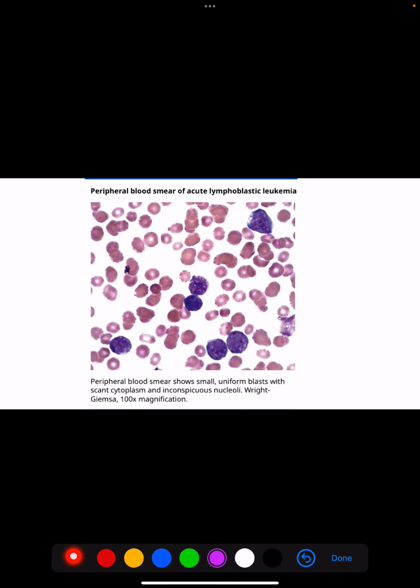And this is the peripheral blood smear of acute lymphoblastic leukemia. Here you can see all these are the blasts. These are small, uniform blasts. How is the cytoplasm? There is a scant cytoplasm and inconspicuous nucleoli. So all these are blasts: small uniform blasts with scant cytoplasm and inconspicuous nucleoli.